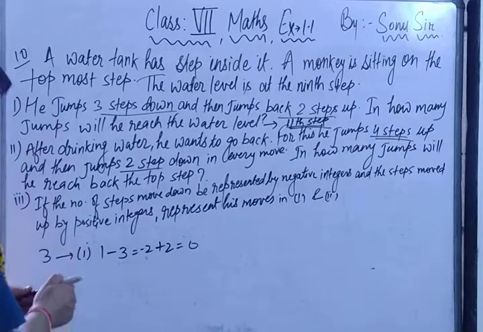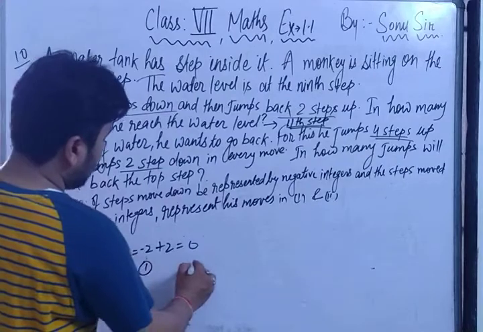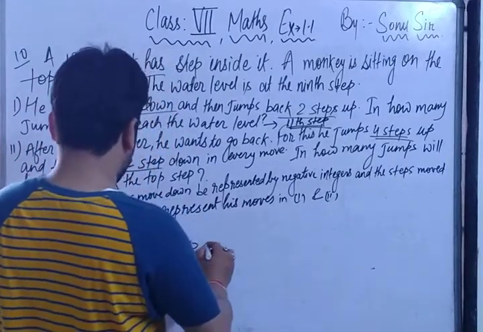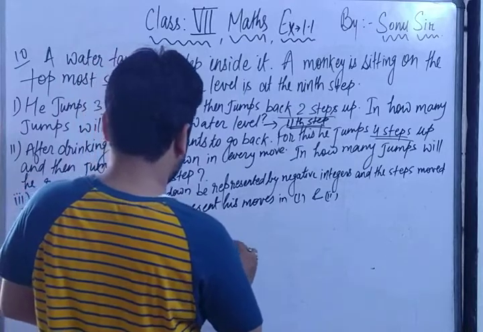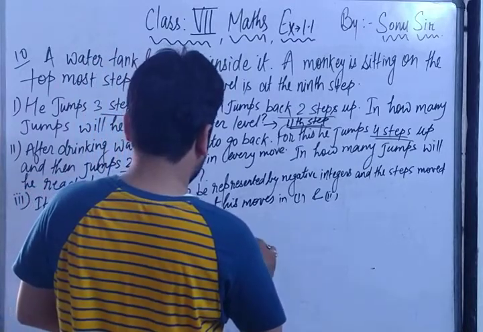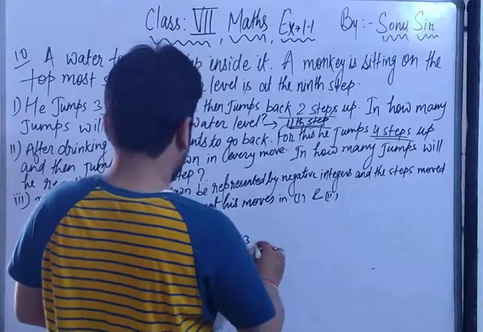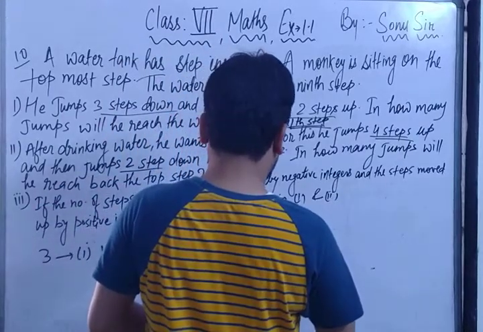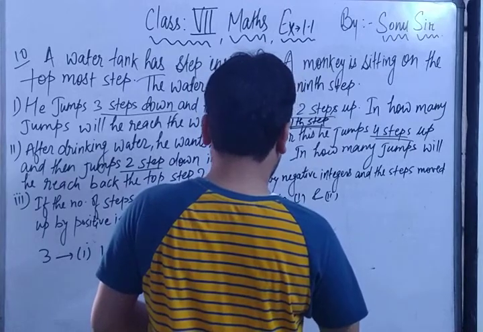So here you can see, this is the first step, this is the second step. Now continuously you have to do like this only. 0 minus 3 is equal to minus 3. Third step, plus 2, minus 1. This is the fourth step.